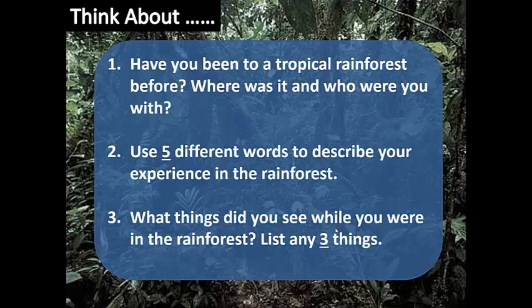If you have finished writing your responses to the 3 questions, well done! As we go through the lesson, you will realize that the characteristics of the tropical rainforest may be very familiar to you, and you may be able to relate your responses to this lesson.